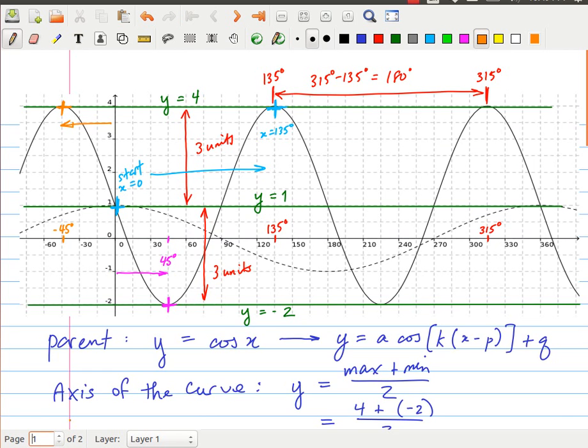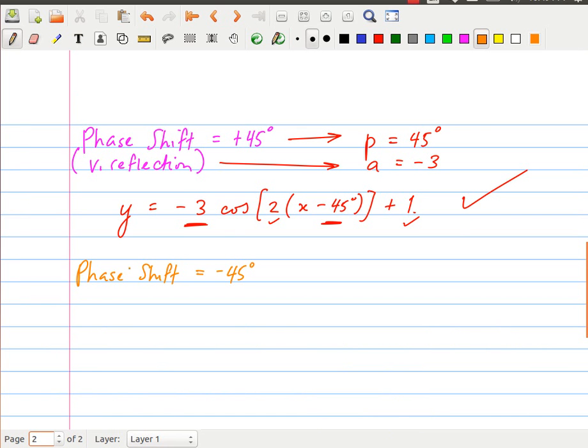And do I have a reflection there? No. That means my cosine is starting at the top. Cosine is normally starting at the top. This one's starting at the top. That's no vertical reflection. And so what are the implications of those two statements? The first one, fairly simple, a p-value of negative 45 degrees. And the second one, the implication of that is that my A value, with no reflection, is going to be positive, which means we're back to an A value of positive 3.